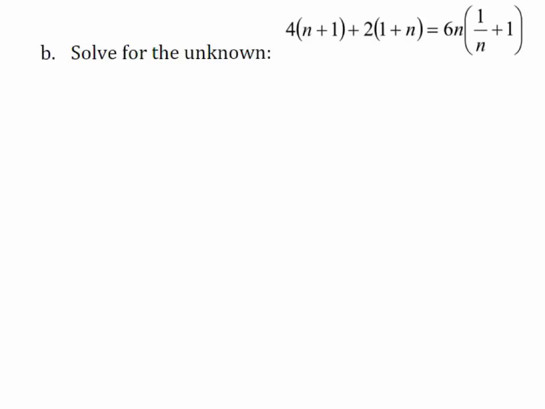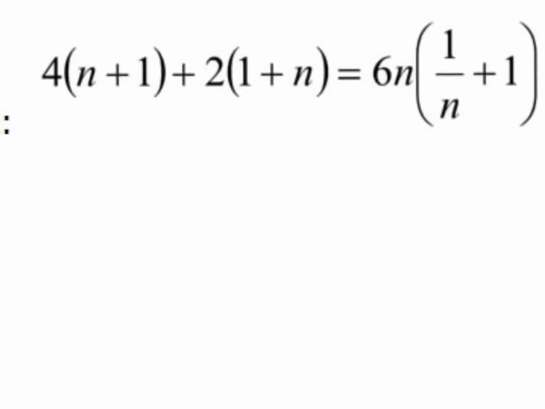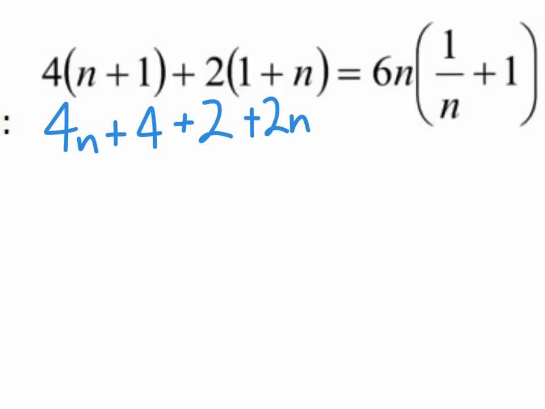Again, we're going to be solving for the unknown. Let's take a look at this equation. The unknown is n. Let's focus our attention on the left side, and we can see that we have a term outside parentheses, and we know that we're going to be multiplying, in this case distributing into this parentheses. So 4 times n is going to give us, of course, 4n. 4 times 1 is positive 4, plus, and here's another opportunity for us to distribute, 2 times 1, and then 2 times n, and that's going to give us positive 2, and then positive 2n equals what?